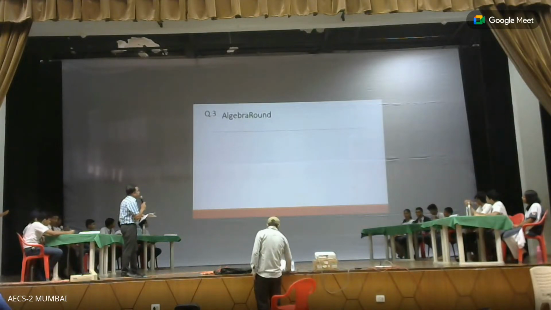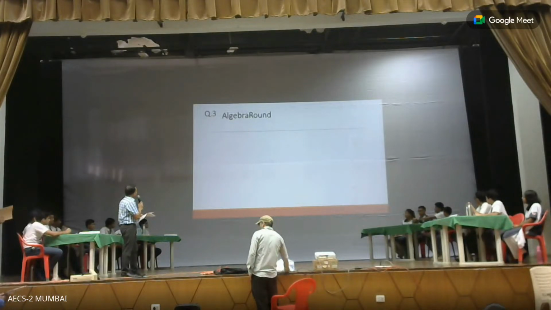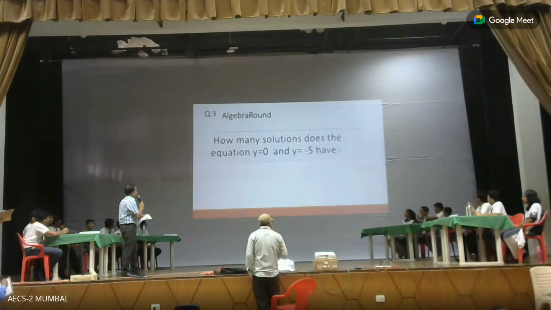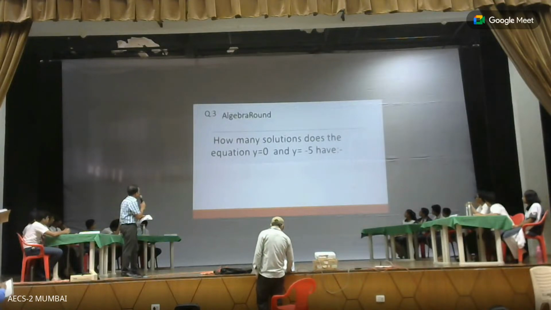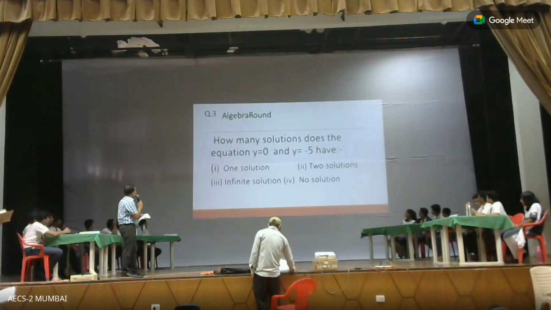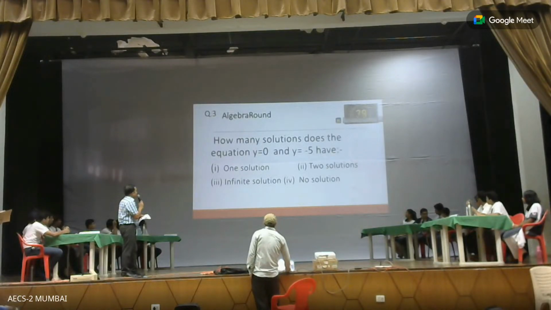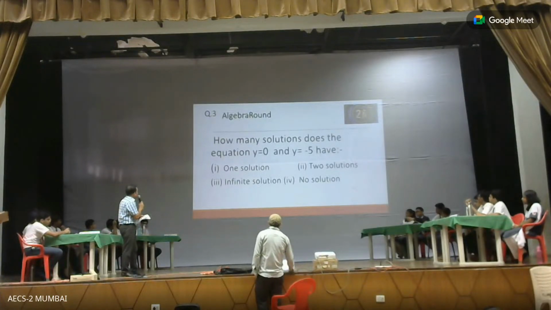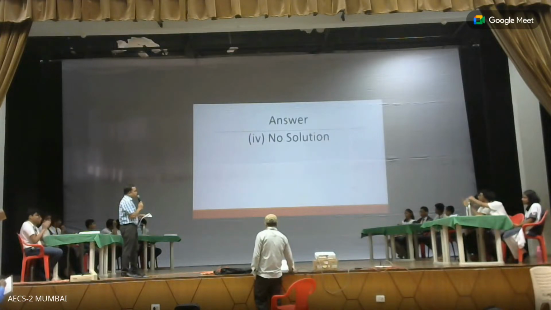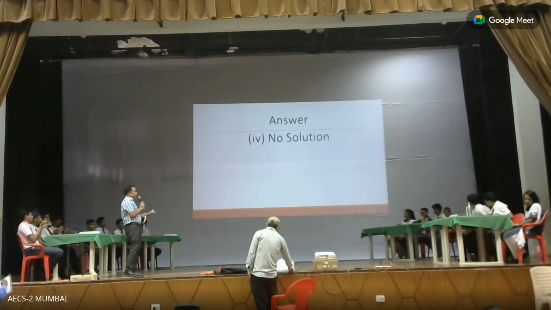The next question goes to team Shakuntala. Team Shakuntala, are you ready? Sir, can we have the question please? How many solutions do the equations y equal to 0 and y equal to minus 5 have? Options please, sir. One solution, two solutions, infinite solutions, no solution. Option 4, no solution. Let's see the answer. The answer is quite right. Shakuntala gets plus 10. Congratulations.